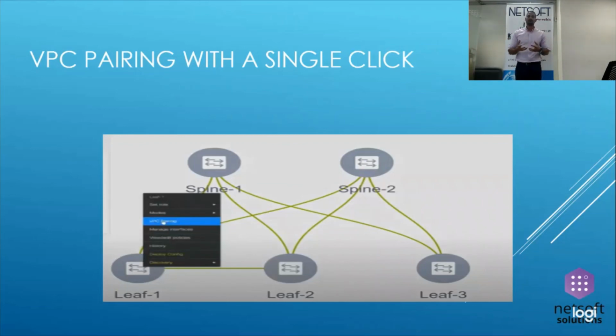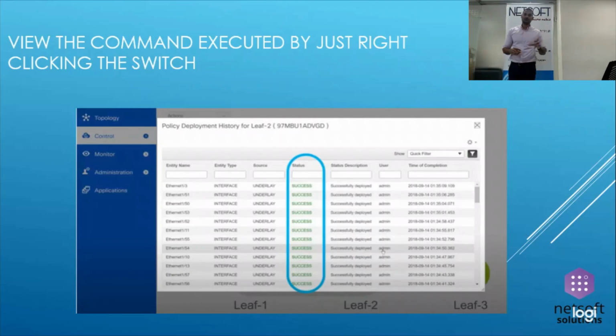Now, if you want to make a VPC pair, what do you have to do? You have to right click on the switch and click on VPC pairing. In this VPC pairing, you will get options for which switch you want to make a VPC pair. You have to select a switch in that option, and that's it. Your VPC pairing is set. If you have to do the same thing using the CLI command line, you have to write around 40 to 50 lines of code. So in a single click, the VPC pairing is done. This is how simple the DCNM deployment is.